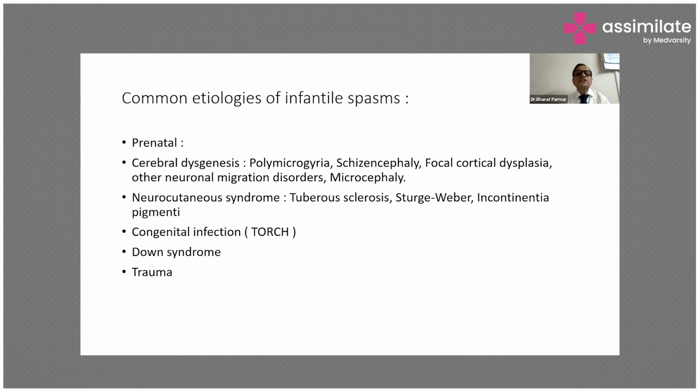What are the common etiologies of infantile spasm? Prenatal. In case of cerebral dysgenesis, there is polymicrogyria, schizencephaly, focal cortical dysplasia, and other neuronal migration disorders and microcephaly. In neurocutaneous syndrome, there is tuberous sclerosis, Sturge-Weber syndrome, incontinentia pigmenti, and congenital infection such as TORCH infection, Down syndrome, and trauma. These are common etiologies for infantile spasm or West syndrome.